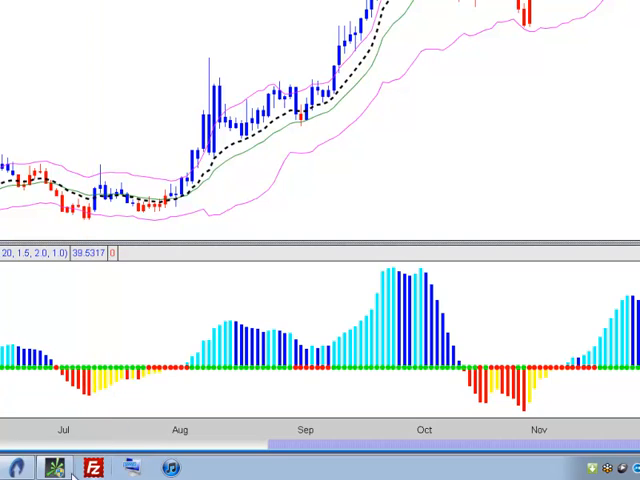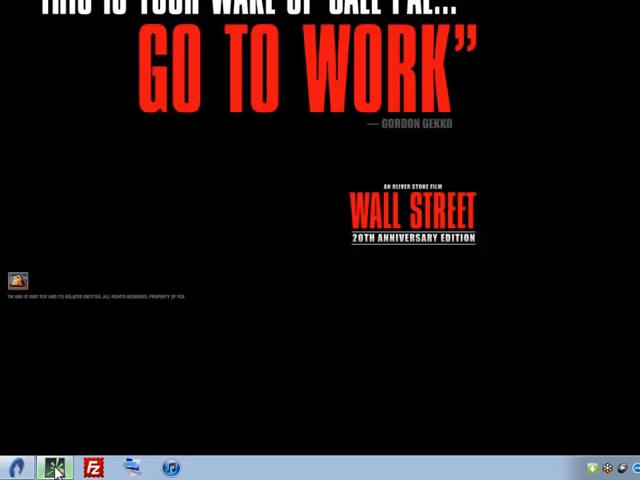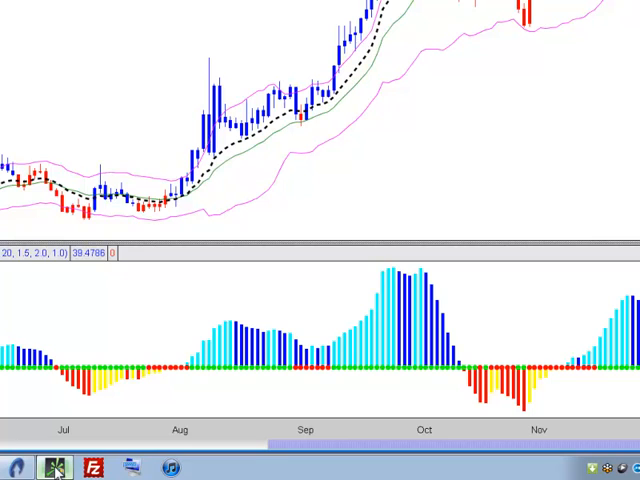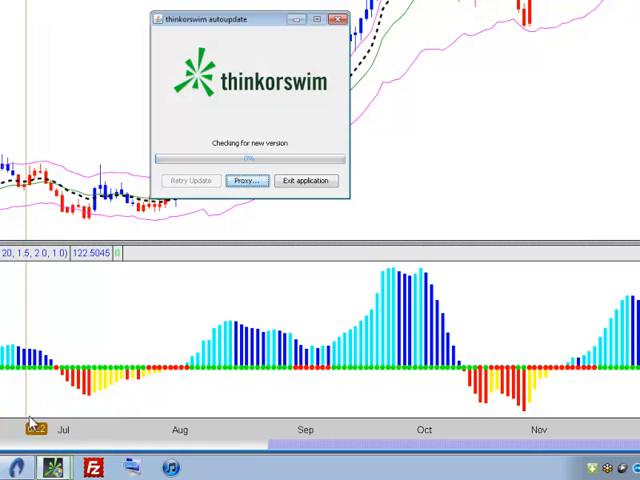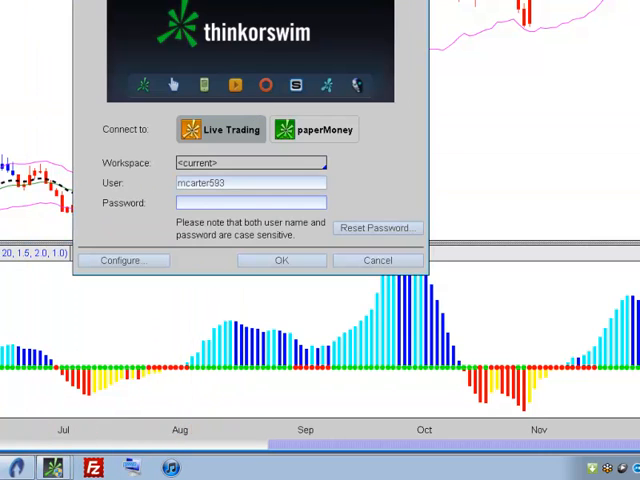If you just left click on this icon, you'll just minimize and then maximize the application. But if you actually right click on it and then launch the application again, you'll see that the login splash screen appears, and now you can click on paper money and log in once again.